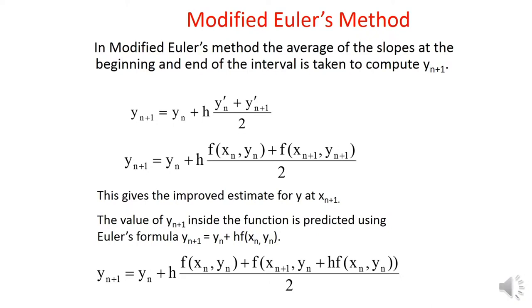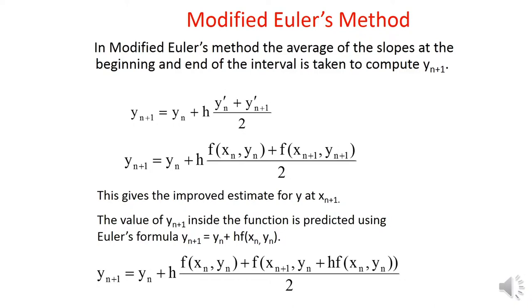We substitute values of yn dash and yn plus 1 dash. So it comes yn plus h times fxn yn plus f xn plus 1 yn plus 1 by 2. So we say this is an improved estimate of y at xn plus 1, and the value of yn plus 1 is inside the function, in the second function, where f xn plus 1 yn plus 1.